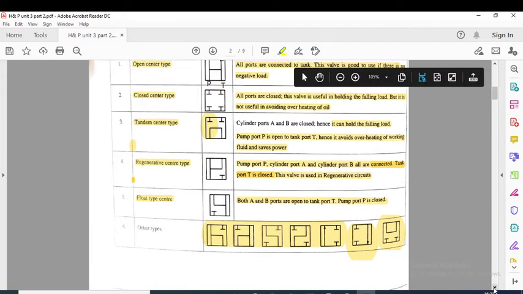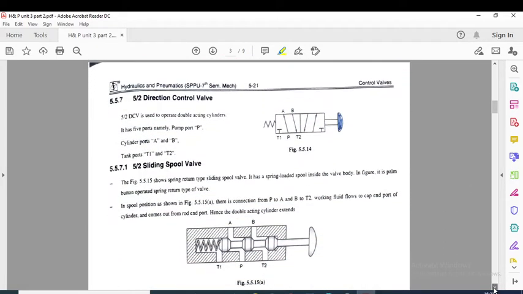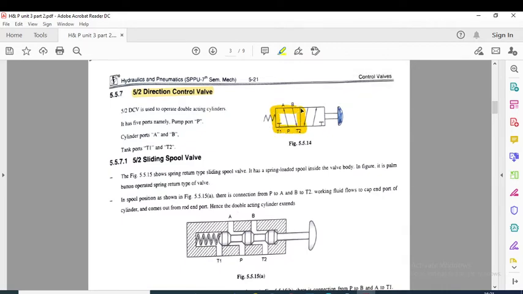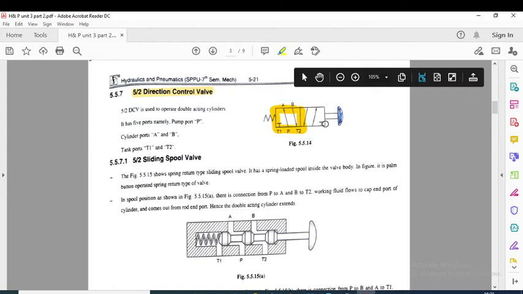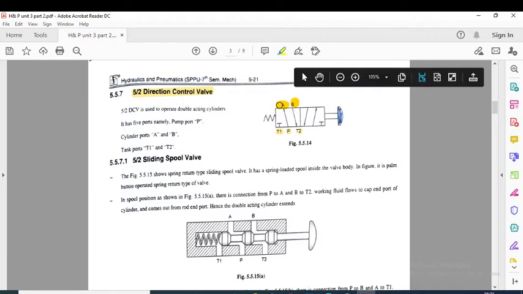Now, today we are going to see this 5/2 direction control valve. You can see this is one position, and this is another position. You can see here it has 5 ways. This is the 1, this is the 2, this 3, this 4, and this is 5. So that's why we name it a 5-way, 2-position direction control valve.